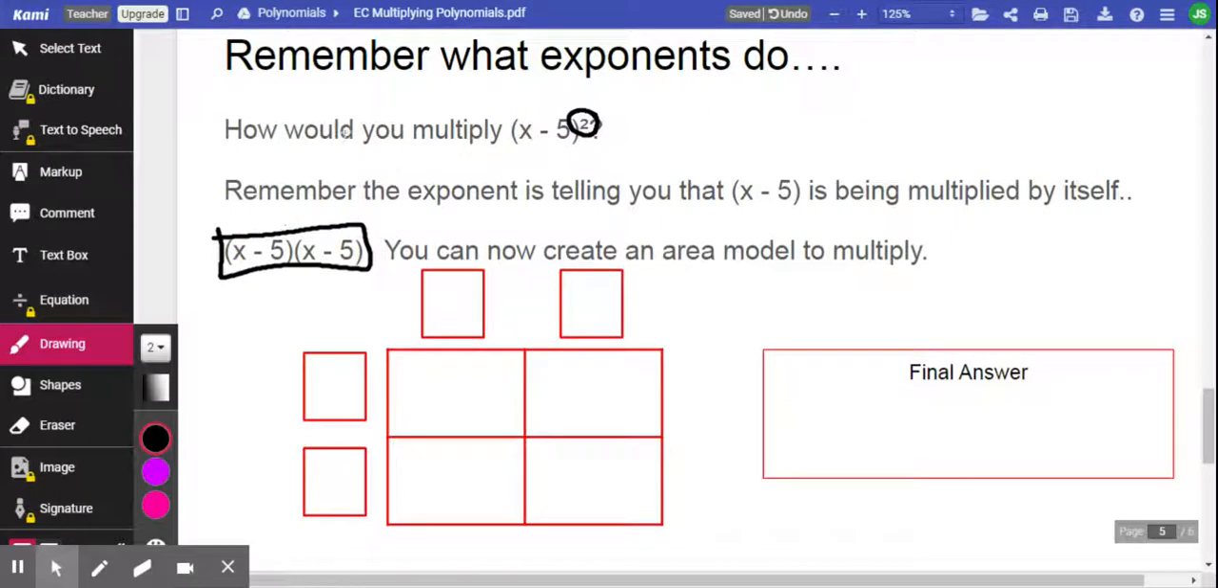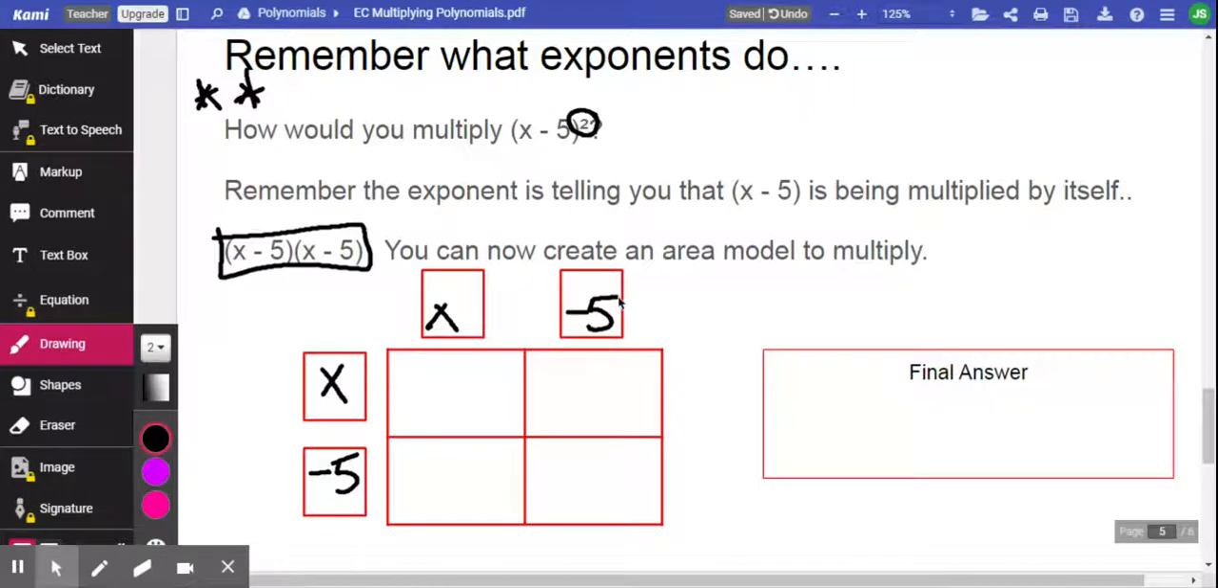This is probably one of the most common mistakes that people make when they're multiplying these binomials. They forget that (x - 5) squared means that the whole thing is getting multiplied by itself. Instead, what they sometimes do is do x to the second power and -5 to the second power, and they miss that middle term. So we've just got to be careful that both the side and the top would be the same. Okay, so we'd have (x - 5) times (x - 5).